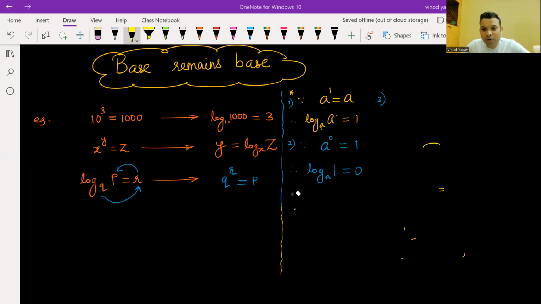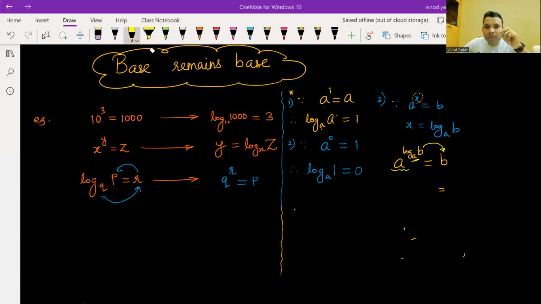All right. Third one. If you know a raised to x is equal to b, this is our index form. When we converted this into log form, x is equal to log of b to the base a. This is log form. Now, can I club them? Means in that a raised to x, in place of x, can I write log b to the base a? Yes, we can. So a raised to log b to the base a is equal to b.